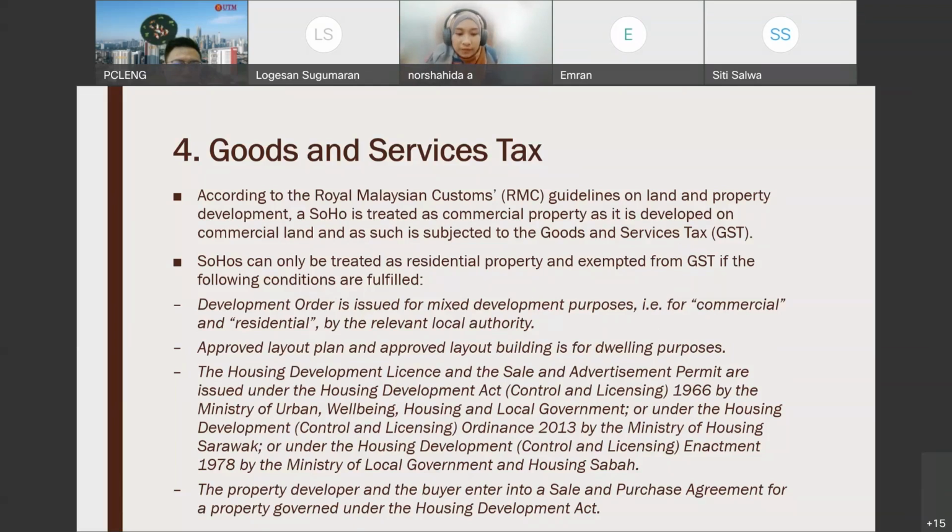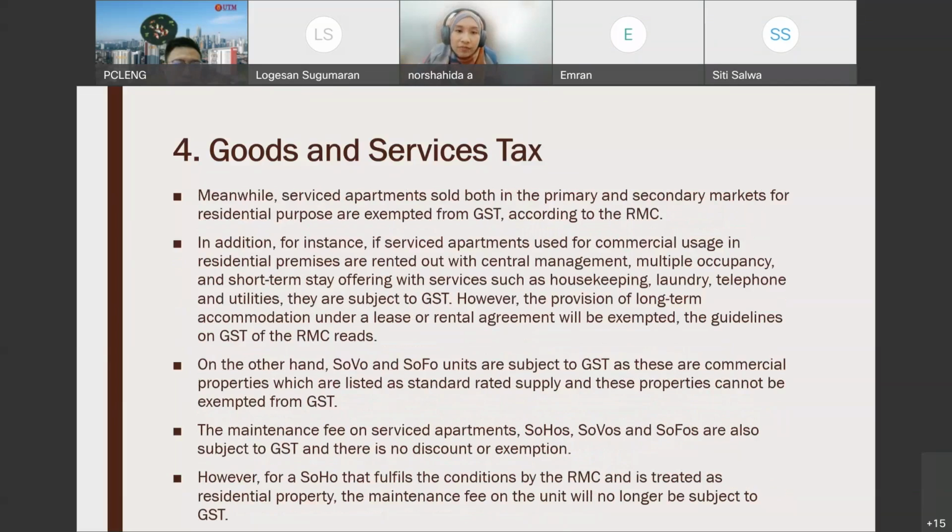Okay. The property developer and the buyer enter into a sales purchase agreement for a property covered under the Housing Development Act. Okay. Meanwhile, service apartments sold both in the primary and secondary market for residential purpose are exempted from GST according to the RMC.